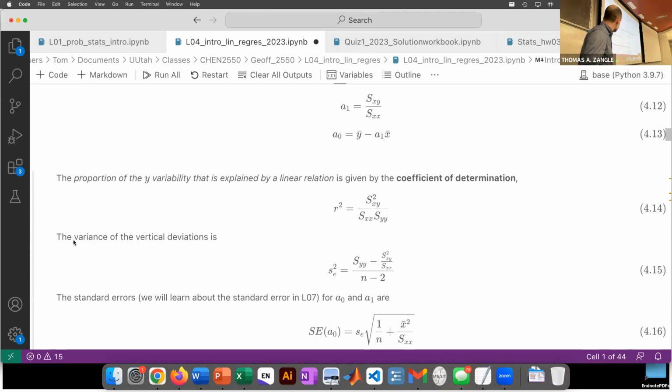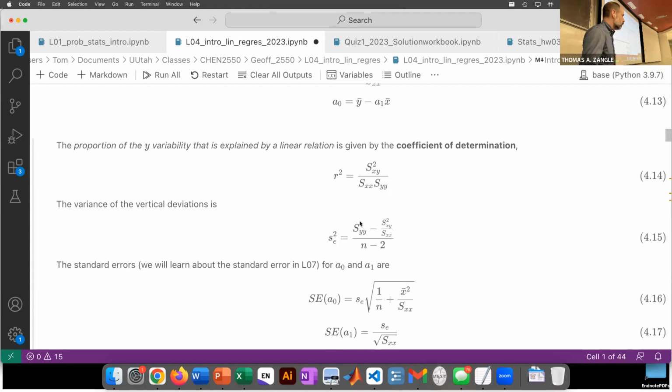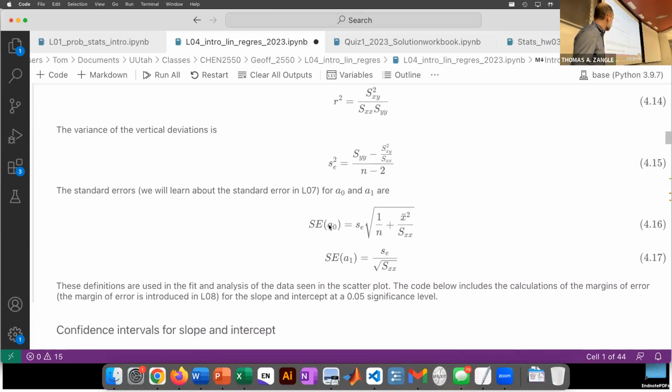We can also describe the variance of the vertical deviations. So what is the spread? This gives us a measure of the spread around the line that we fit to the data. Again, it's defined in terms of SYY, SXY, and SXX. We can also look at standard errors, which give us an estimate of our uncertainty in those values A0 and A1, calculated from our known data.